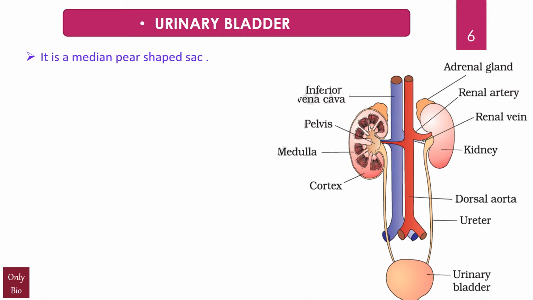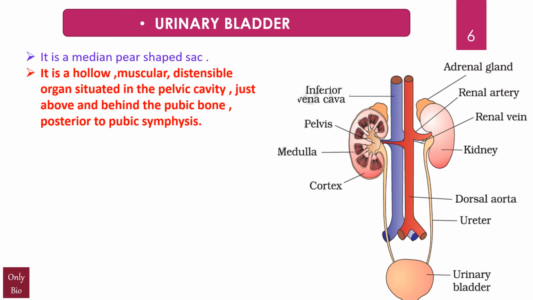Now let's understand about the urinary bladder. It is a median pear-shaped sac. It is a hollow, muscular, distensible organ. Distensible means flexible. It is situated in the pelvic cavity just above and behind the pubic bone, posterior to the pubic symphysis. I hope you know this pubic symphysis. It's a point where the two pubic bones join on the ventral side, more or less between the legs.